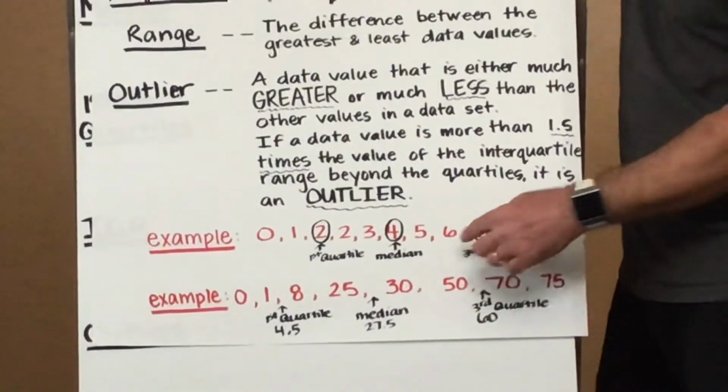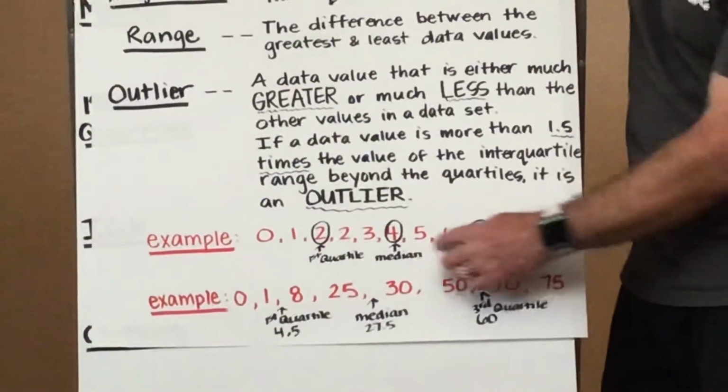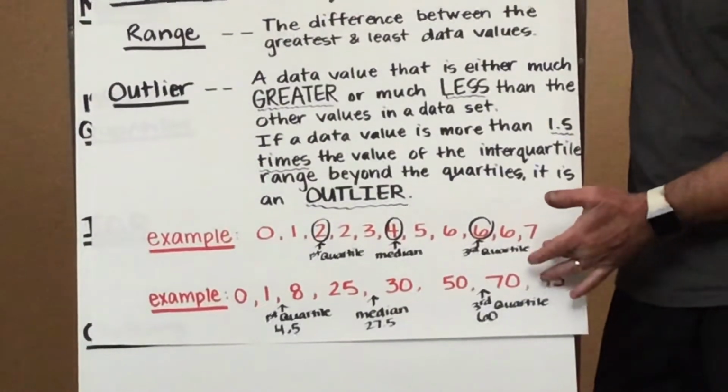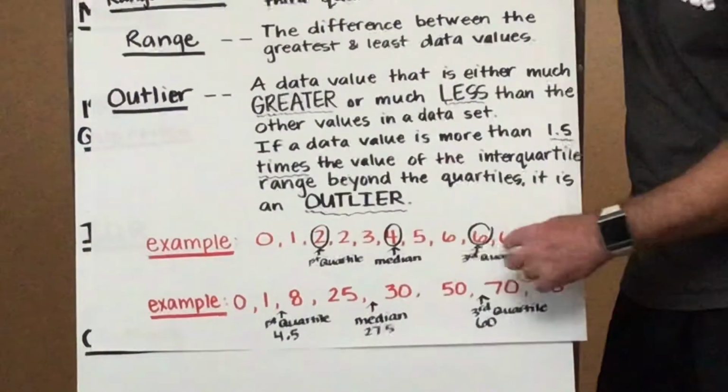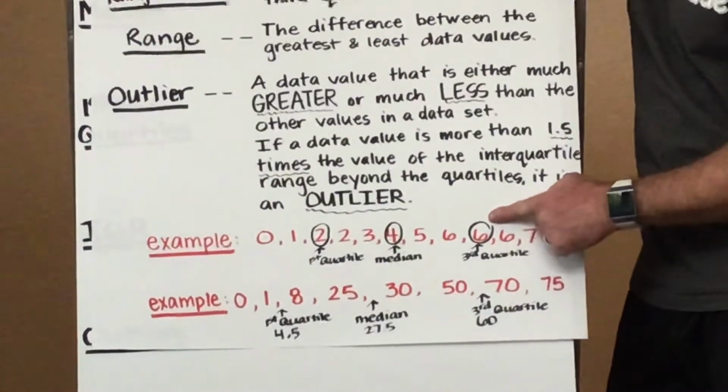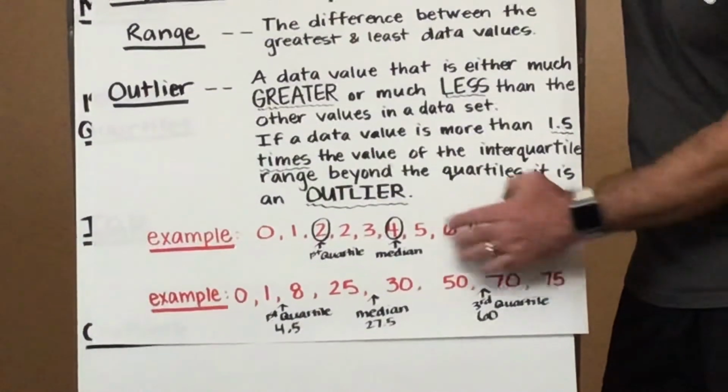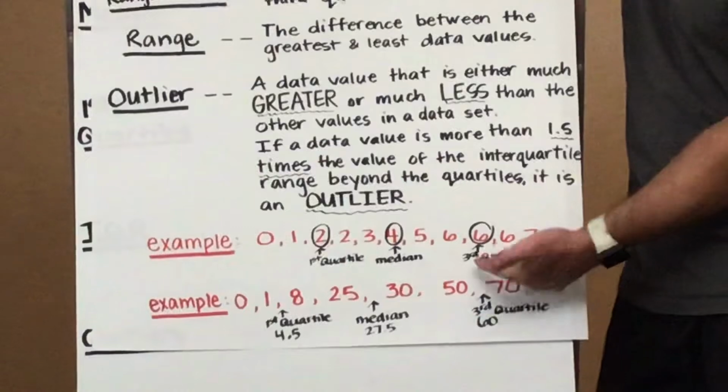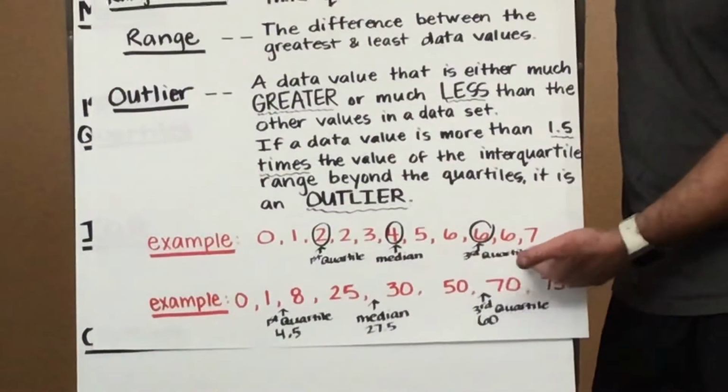Okay? Now, look at the second half of our data. We have 5 numbers over here too. So we have 2 numbers on the left, 2 numbers on the right. That gives us 6 as our median of that data. So that is the third quartile.